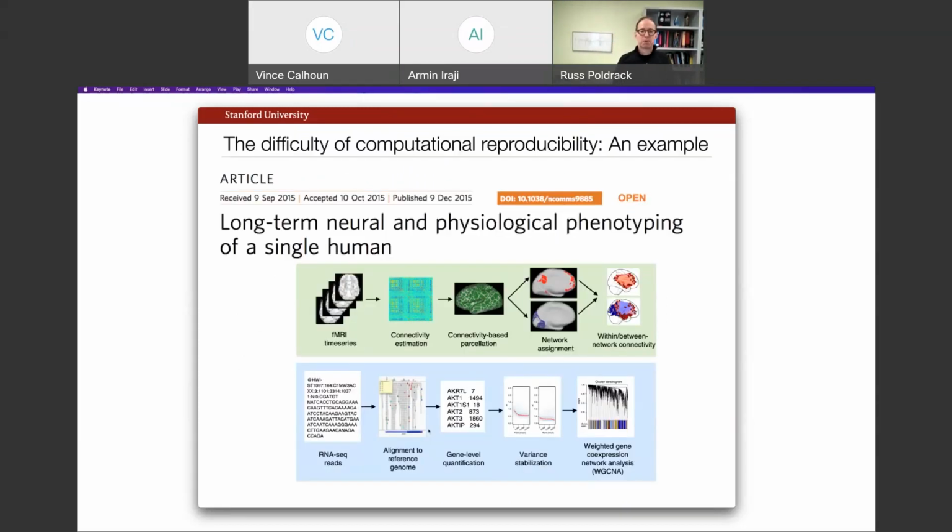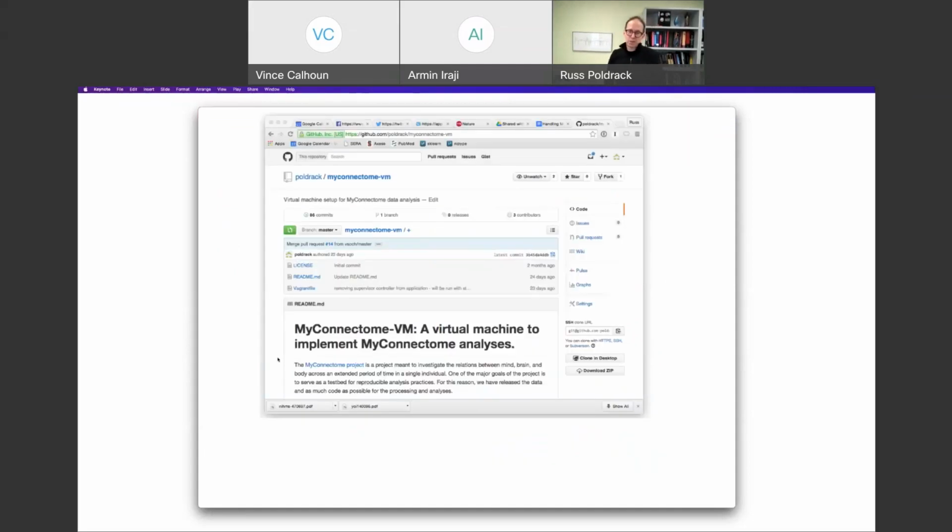And so here's an example, not from an imaging study, but from an analysis I did a few years ago, where some of you may have heard of this myConnectome study, where I collected a ton of data on myself, including imaging data and RNA-seq from white blood cells, and did a bunch of analyses about how things changed over time. And this was the first paper I ever published where we released a "reproducible workflow." And we did that by releasing a virtual machine, or a definition of a virtual machine. So Vagrant is a tool to generate a virtual machine from a definition, this Vagrant file.